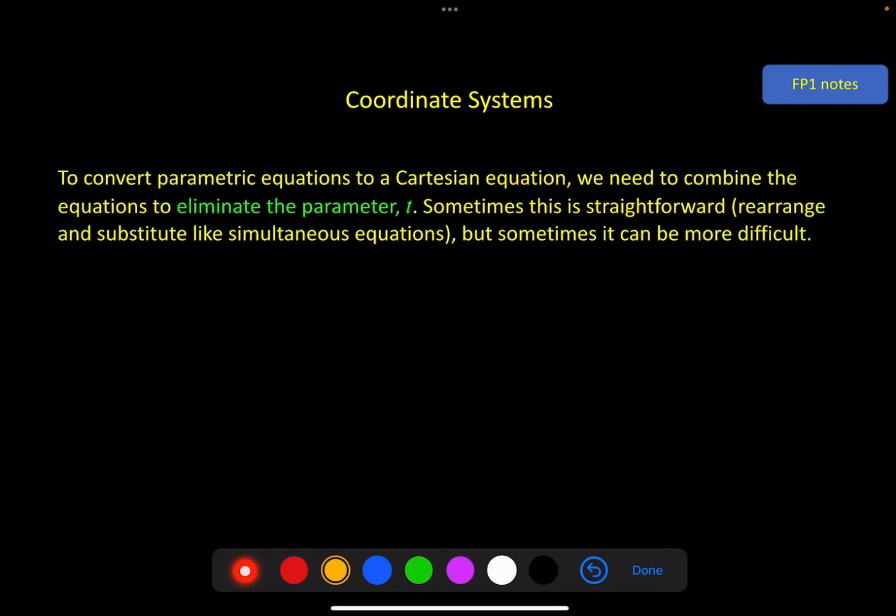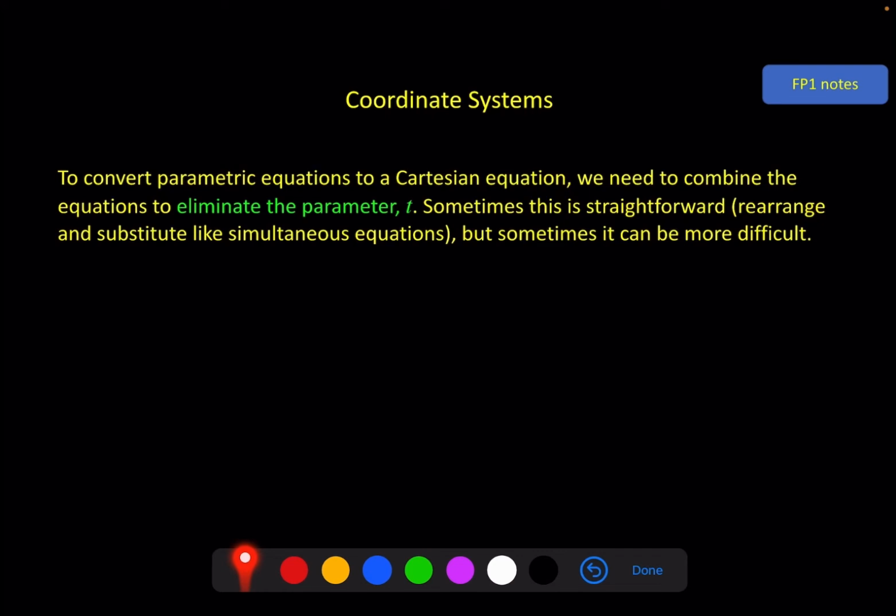So the second thing in this video is to convert from parametric equations to a Cartesian equation. Because often you can do this, although you cannot always do it. So to do this, we need to combine the two equations to eliminate the parameter t. So we're putting the two equations together to get rid of t and have one equation with y and x, as we normally have. And sometimes this is quite straightforward, it's quite easy. You just rearrange and substitute like simultaneous equations, like we had in the starter question. But sometimes it can be more difficult, sometimes it can be much more difficult, and sometimes it just isn't possible.